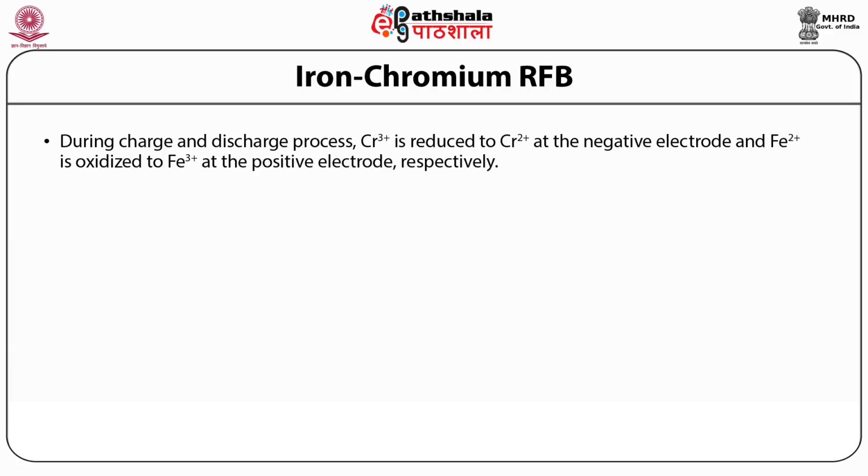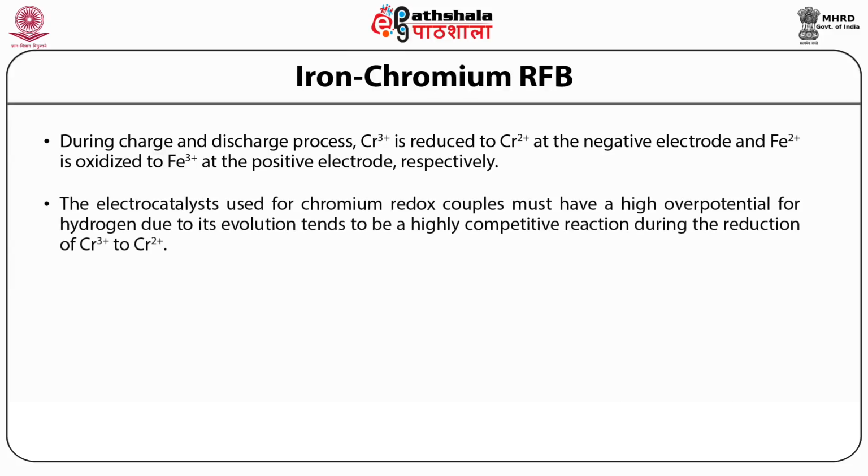An IEM divides the two flowing reactant solutions and stops the cross mixing of the reactive cations. The electrocatalyst used for chromium redox couples must have a high overpotential for hydrogen, as its evolution tends to be a highly competitive reaction during the reduction of Cr3+ to Cr2+. The electrocatalysts used in this system included gold, lead, thallium, and bismuth.